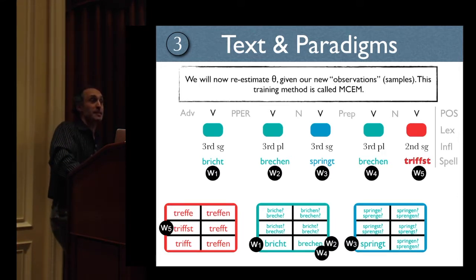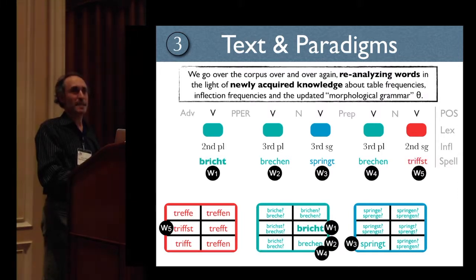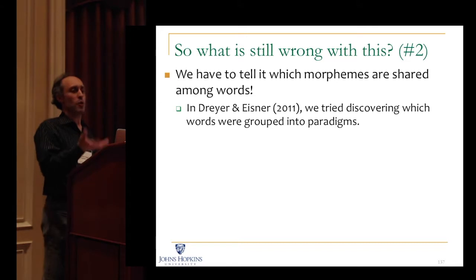Now, that was the E step. And so now we can go back and do the M step using lots more paradigms that we've just organized the words into. And we keep on iterating this procedure, reanalyzing the forms that we've seen and recomputing the phonology. So that's basically the story. So that's all I really have to say technically, and I'll just close on a couple of words about future work.